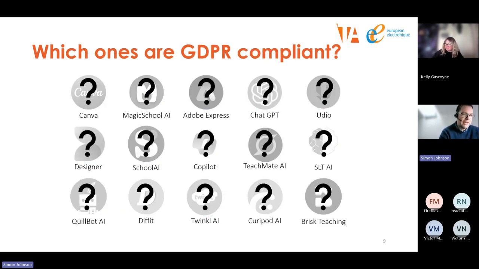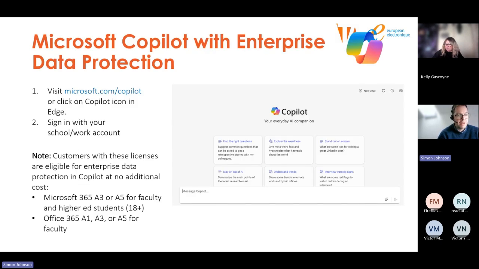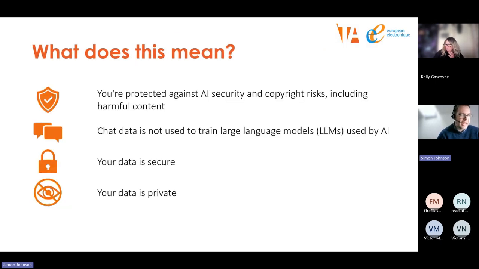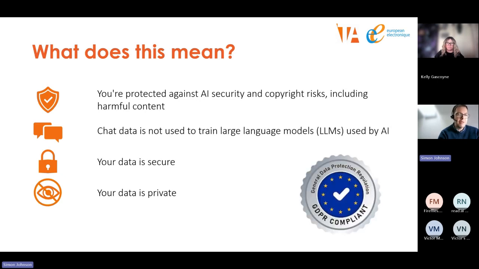However, what I do know is that if you're using Microsoft Copilot with your school Entra ID, so you're logged in with your school account, then you are protected. So you have what's called enterprise data level protection. So it means you're protected against security and copyright risks, including harmful content. Your chat data is not used to train large language models or to train AI. Your data is secure and your data is private. So it's as close to GDPR compliance as you're going to get.